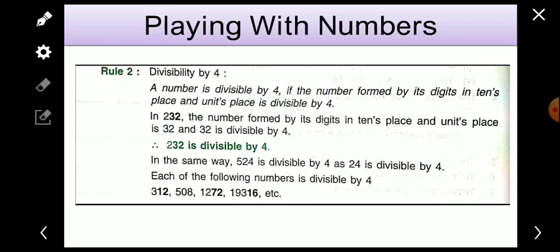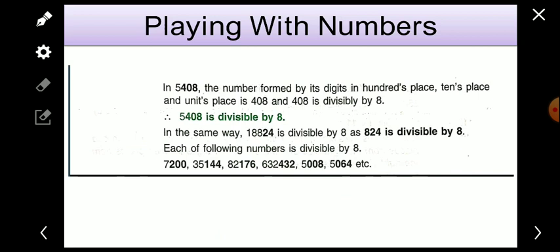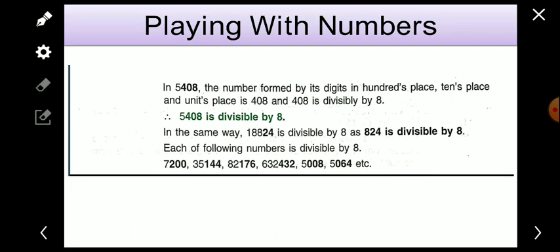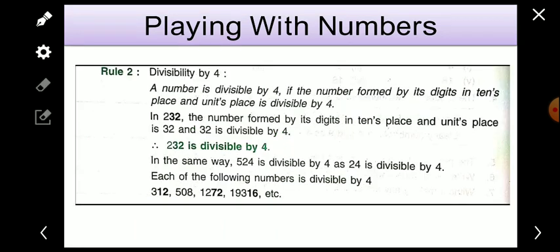So a very simple rule is there: we will see the number formed by the last two digits. If that number is divisible by 4, then the given number will be divisible by 4. Here it is asking you to pause the video and check that 5408 is divisible by 8.